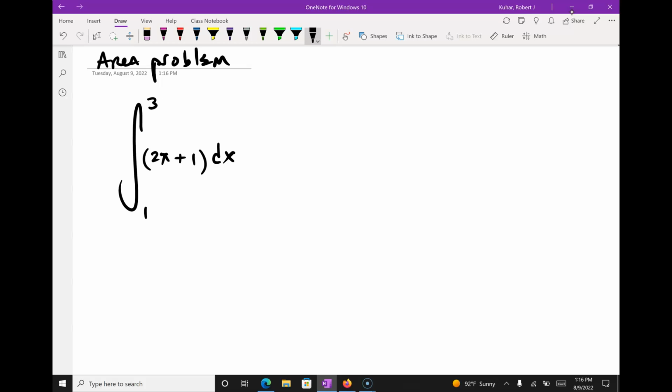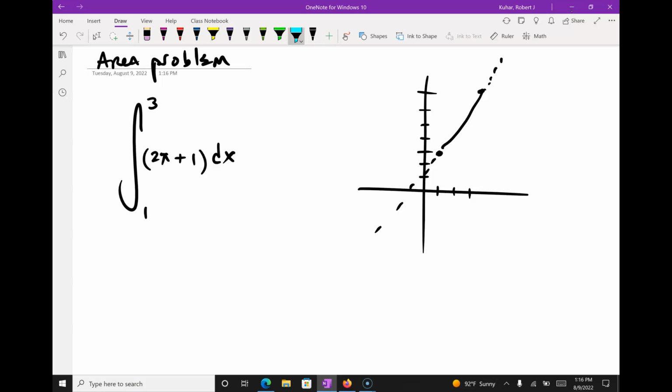Of course, we could get the picture pretty easy, right? What's the height of the function at 1? Good, 3. What's the height of the function at 3? Good, 7. So we are getting this area.